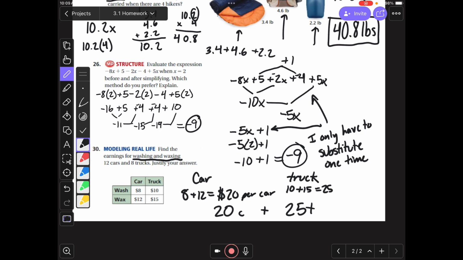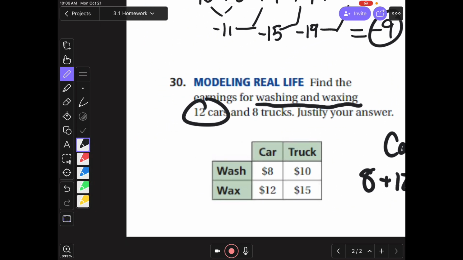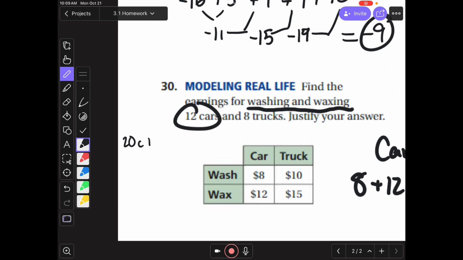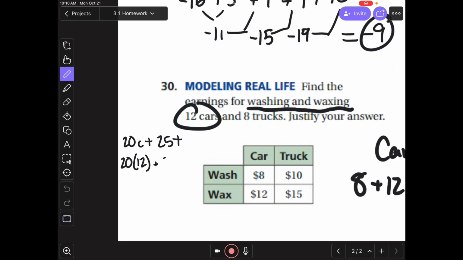Now it's asking, what if I wash 12 cars and 8 trucks? Well, if it's 12 cars, we know that every car is worth 20. Let's substitute in this 12 cars. Kind of ran out of room here. I'll rewrite our equation, 20c plus 25t. I ended up washing 12 of those cars, and I make 20 for each. For the trucks, every single truck I wash is $25, and I do 8 of them.